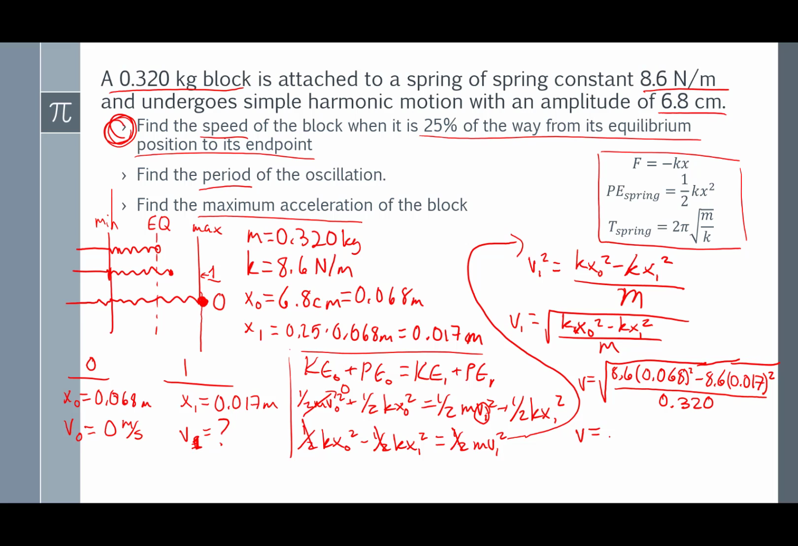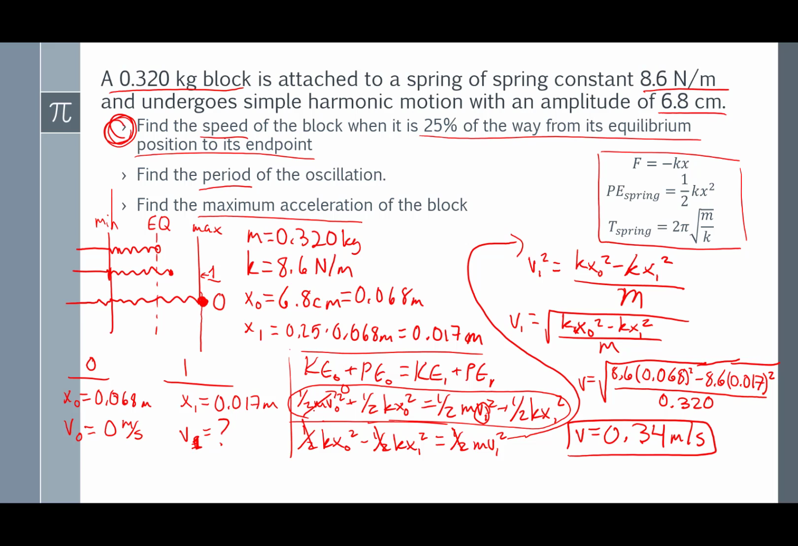This will take a second. 8.6 times 0.068 squared minus 8.6 times 0.017 squared. Take that whole thing, divide by 0.320, and take the square root of that. We get a speed of 0.34 meters per second. Now keep in mind, you could have plugged in your numbers right at this step and then solved it algebraically with the numbers. I just like doing it with variables. I think it gives you more insight. Since we're relating position and speeds, we use conservation of energy.